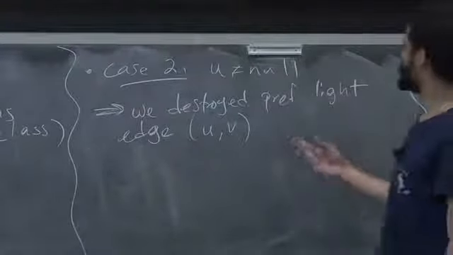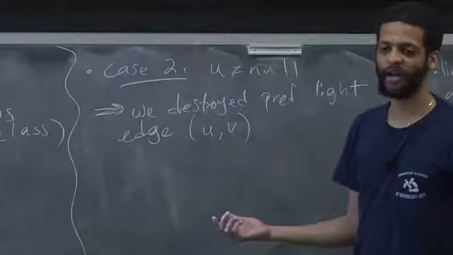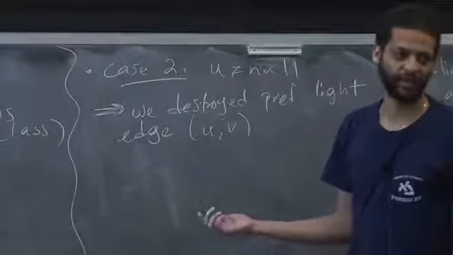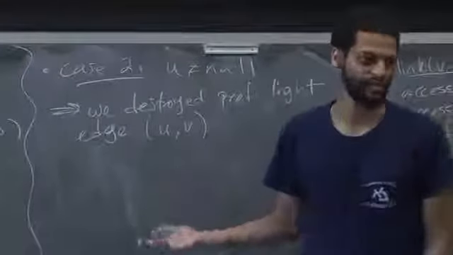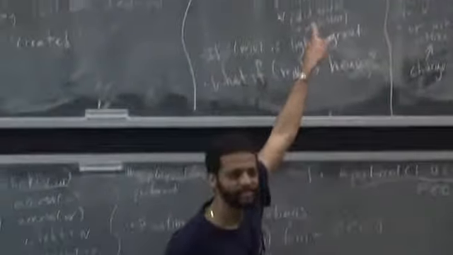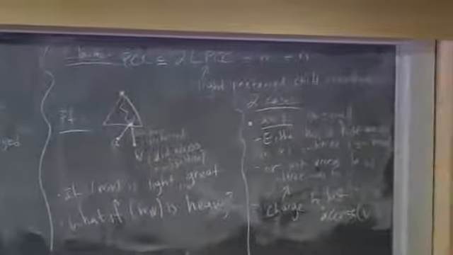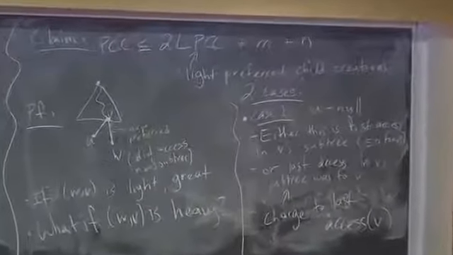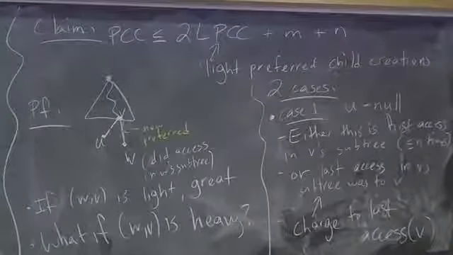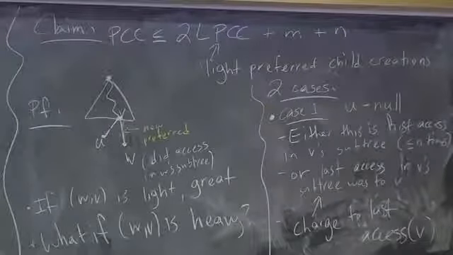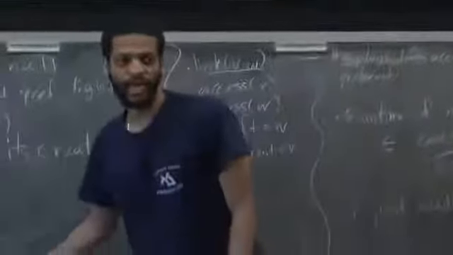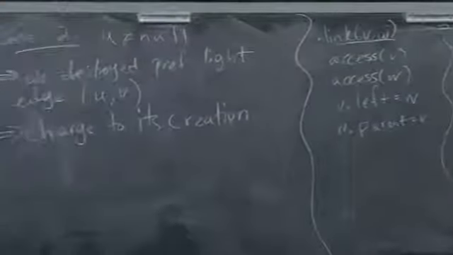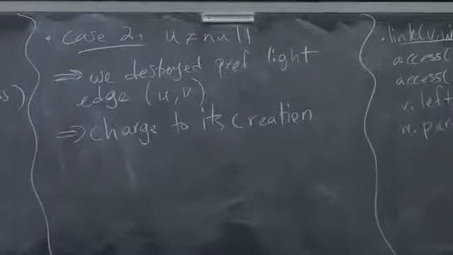But how many times can you destroy a preferred light edge? Well, it had to have been created at some point for you to destroy it. Right? So you can charge it to the time when it was created. So that's why I have a factor of 2 here. Okay, so that's that. So now that we have that in hand, let's look at the cost of cut, link, and access.